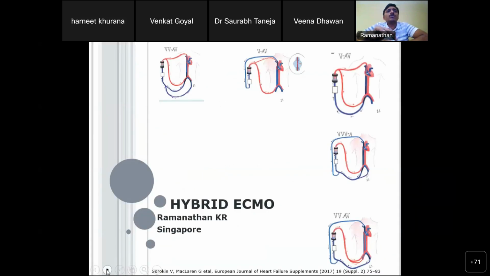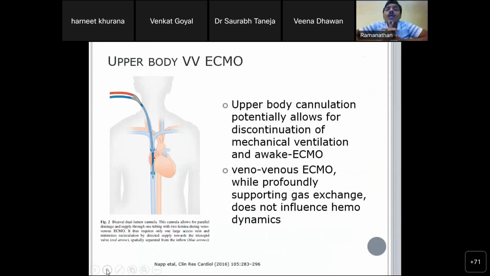When you come to veno-venous ECMO, one way of administering it is through a double lumen cannula. This double lumen cannula essentially allows upper body cannulation. So you can have a patient who does not have cannulas in the legs, which gives you the advantage of keeping the patient awake, extubated, and even mobilized. So you can have an upper body VV ECMO by virtue of having a double lumen cannula.